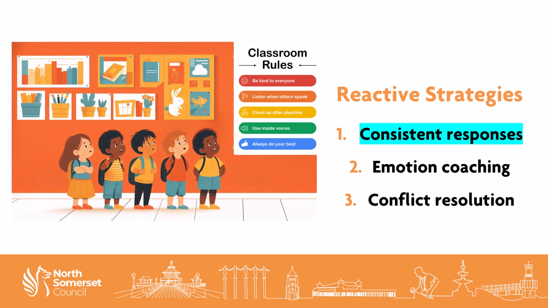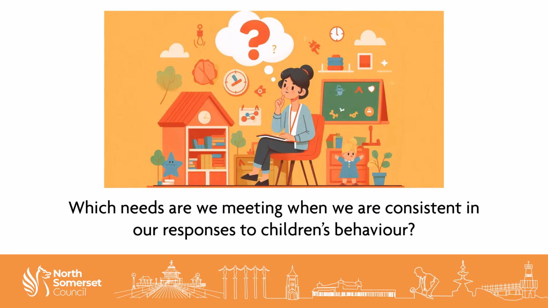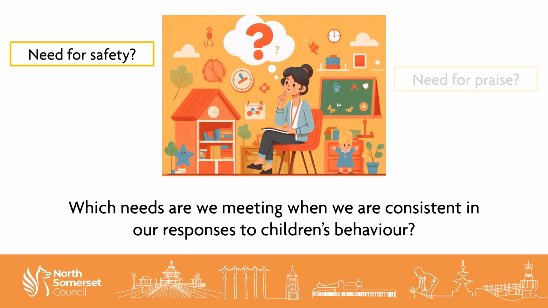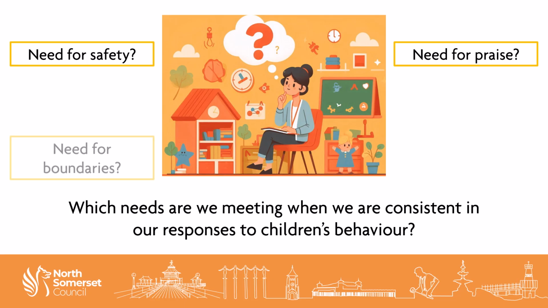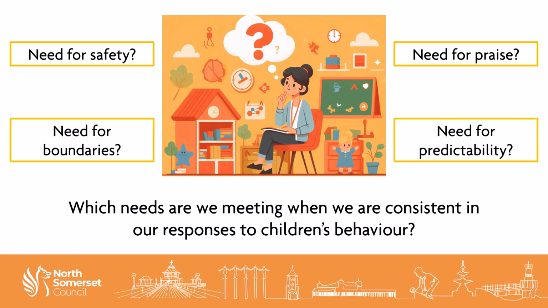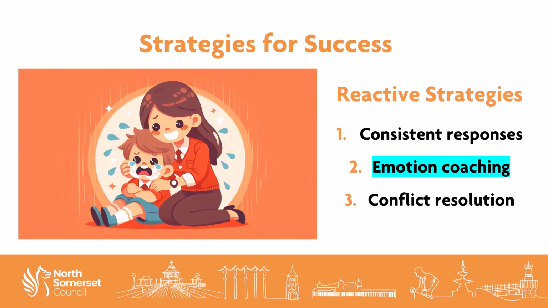And if we are showing consistency, what needs are we meeting in children? Well, maybe their need for safety, need for praise and positive reinforcement, need for boundaries, or their need for predictability. And the next reactive strategy we have is known as emotion coaching. And this is a slightly more structured process of responding to behaviour.